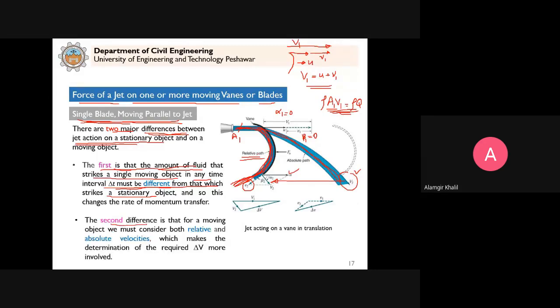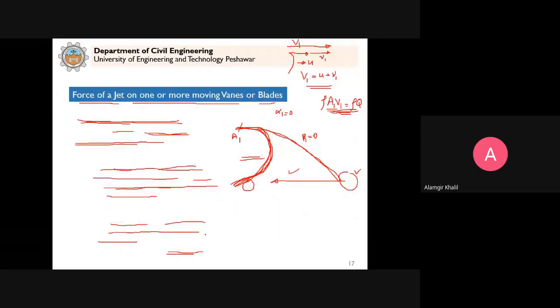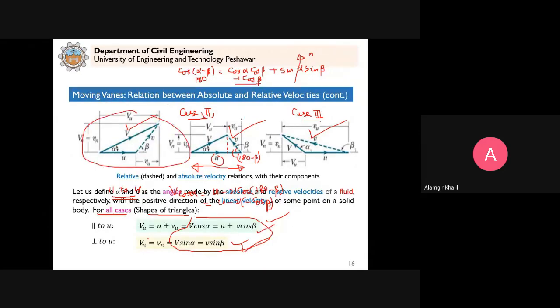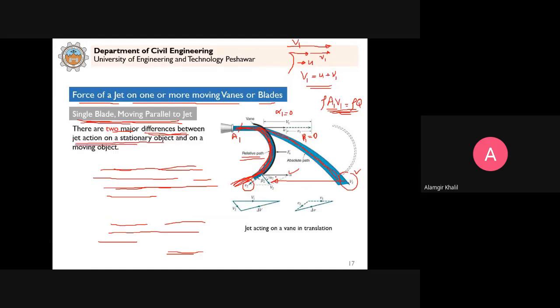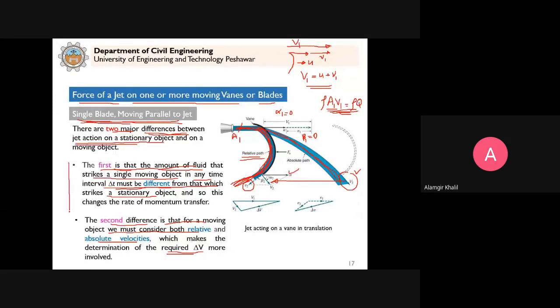And the second difference is that for a moving vane, we consider the concept of relative and absolute velocities, which makes delta V difficult to calculate. In the problem we saw, delta V could be calculated very easily, but if the vane is in motion, you see that we have these complex triangles here. Either this can form, or this can form, or this can form. So determining the change in velocity becomes difficult. These are the two differences that come when the vane is in motion.